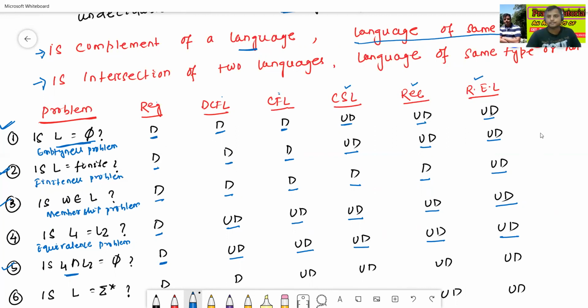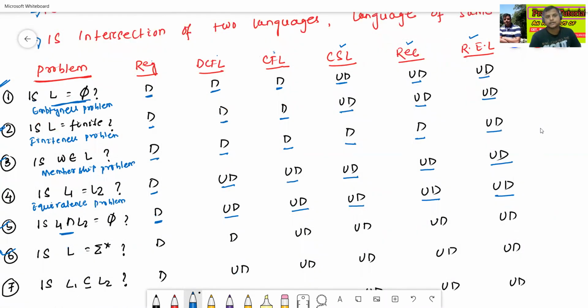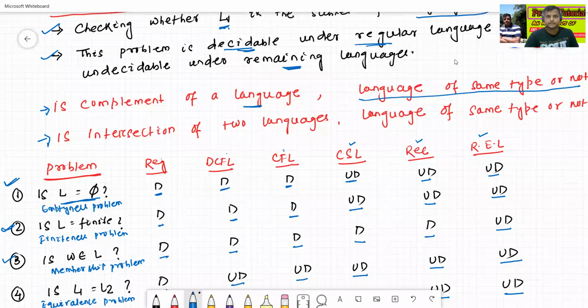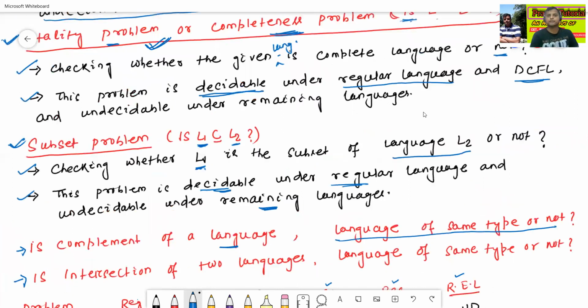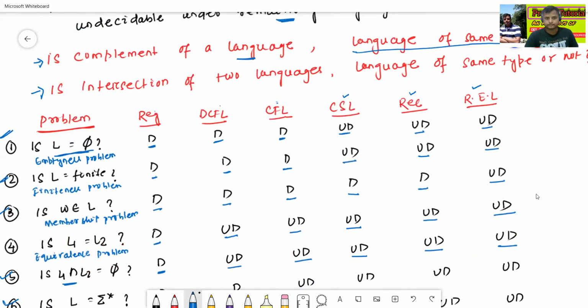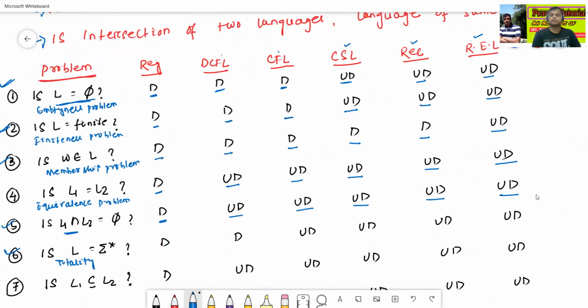Okay, next we'll see the sixth problem. This is called the totality problem, or completeness problem. We have also discussed this problem. What is the meaning of the totality and completeness problem? We have already discussed it. Now we'll see whether this problem is decidable or undecidable. It is decidable under regular language, decidable under DCFL, undecidable under CFL, undecidable under CSL, undecidable under recursive language, undecidable under REL.